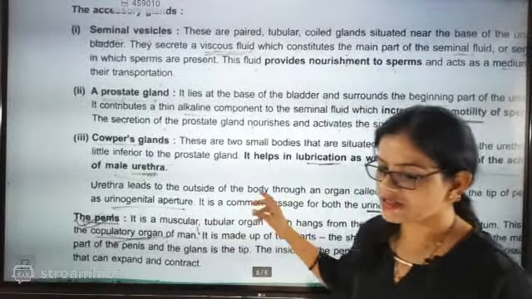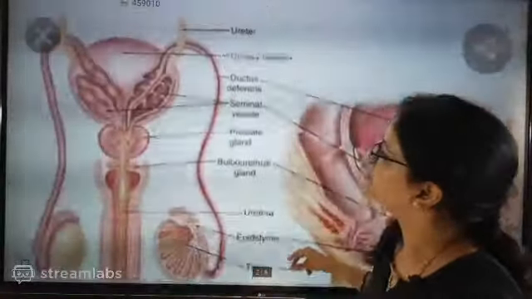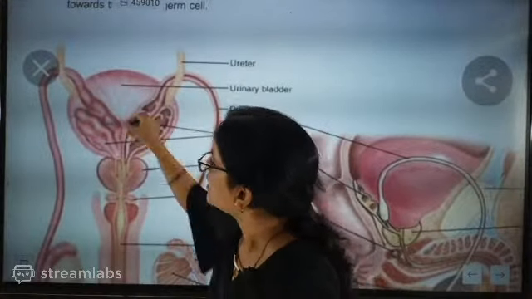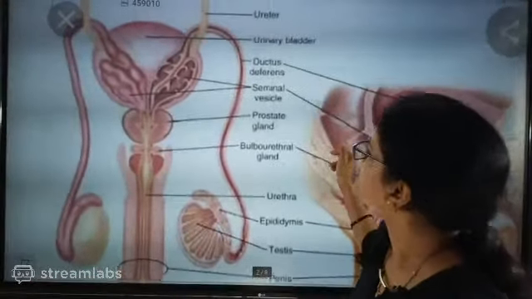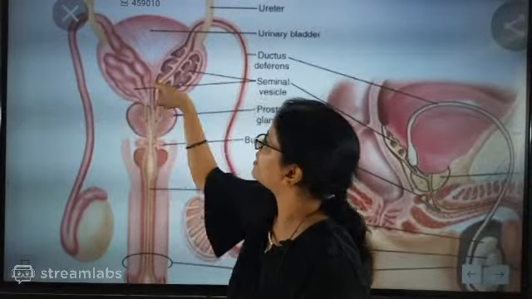So accessory glands consist of this. Where exactly is the seminal vesicle located? This is the seminal vesicle. A pair of seminal vesicles is located on either side of the male reproductive system. This part is called the seminal vesicle.